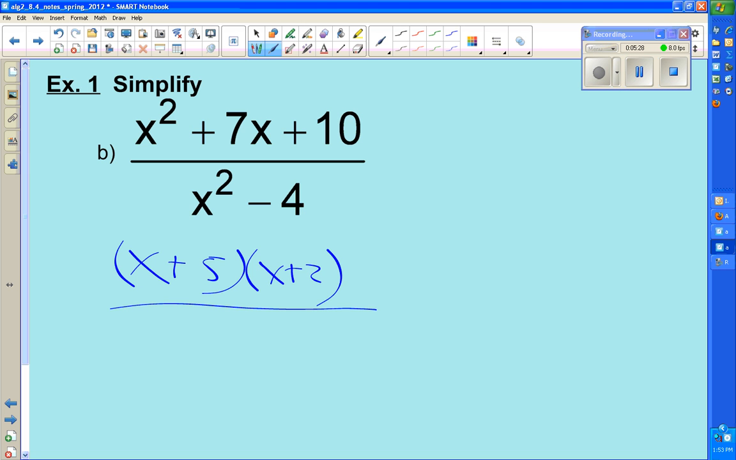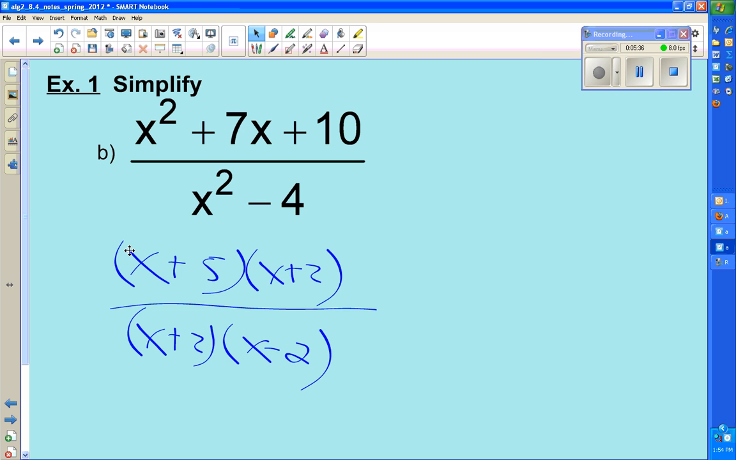Brenna, bottom? x plus 2, x minus 2. Riley, what can you cancel? The x plus 2's cancel, so it's just x plus 5 over x minus 2. x plus 5 over x minus 2, and then you cross cancel the x's, and you get 5 over negative 2, right?